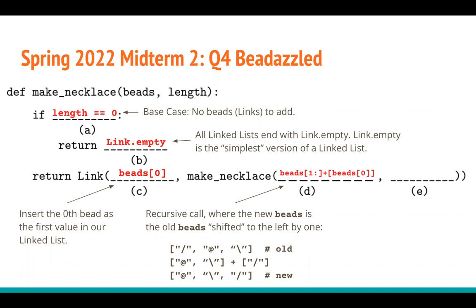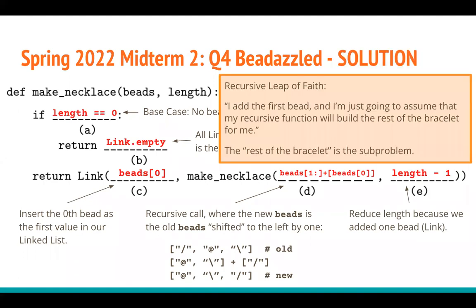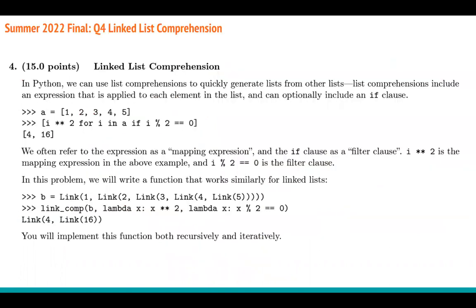So that uses slicing as was discussed earlier. And then we pass length - 1. That one's a bit more straightforward because we're reducing by 1. We've already added 1 bead. Is this clear with everyone? Okay. Recursive leap of faith: you're just going to assume the rest of the bracelet works out. That's another good thing to remember when doing linked list problems.